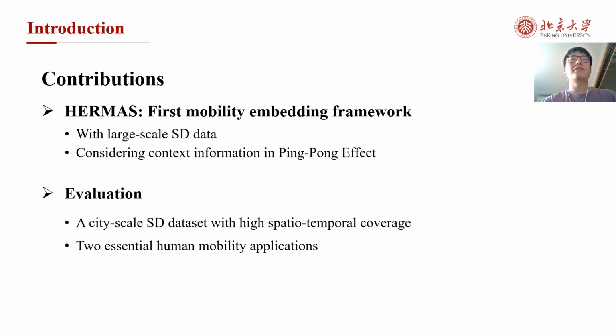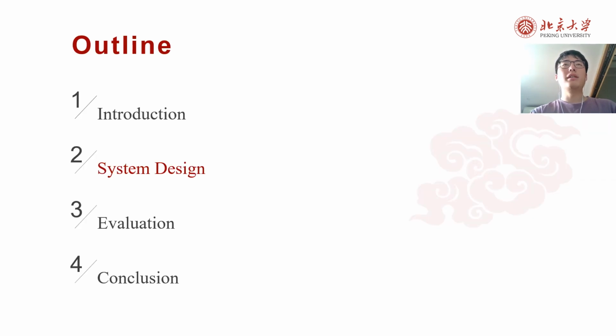So the contributions of our paper are listed below. Considering Ping Pong Effect, we designed a representation learning framework called HERMAS for SD dedicated to urban-wide human mobility-related applications. And this framework is evaluated by a city-scale SD dataset with high spatial-temporal coverage. Now, we finished the introduction part. Let's go to the system design.